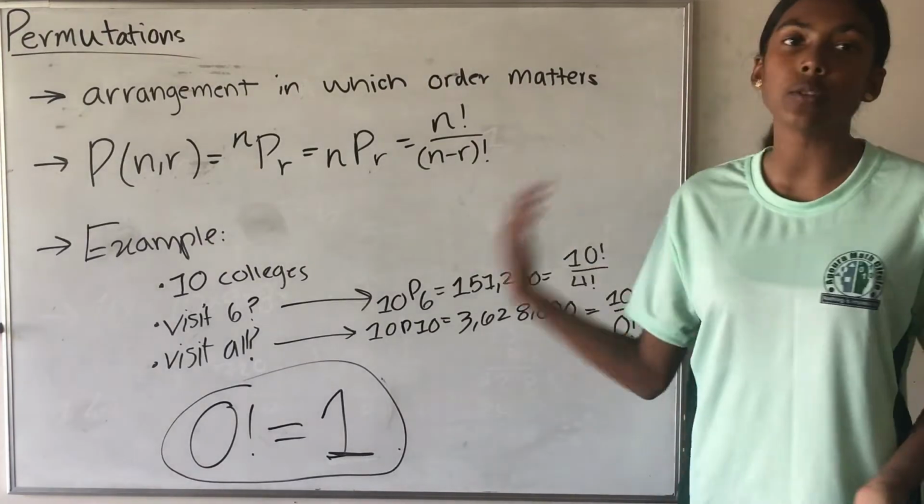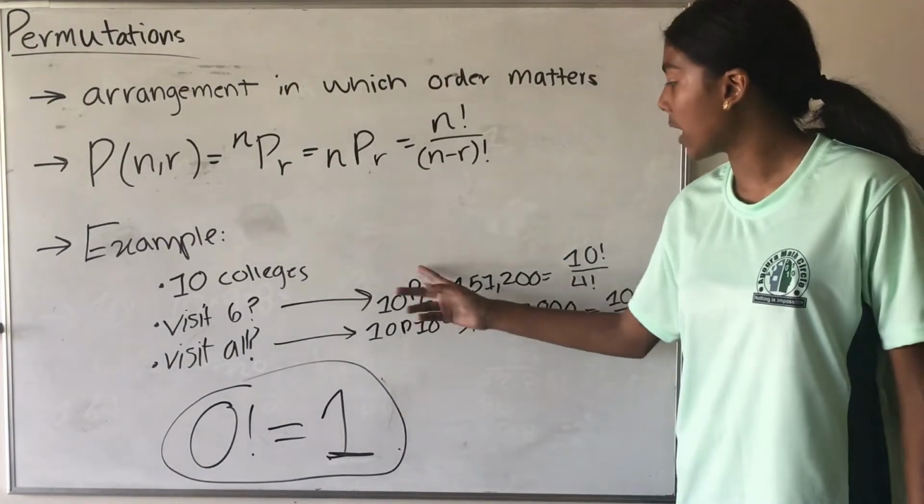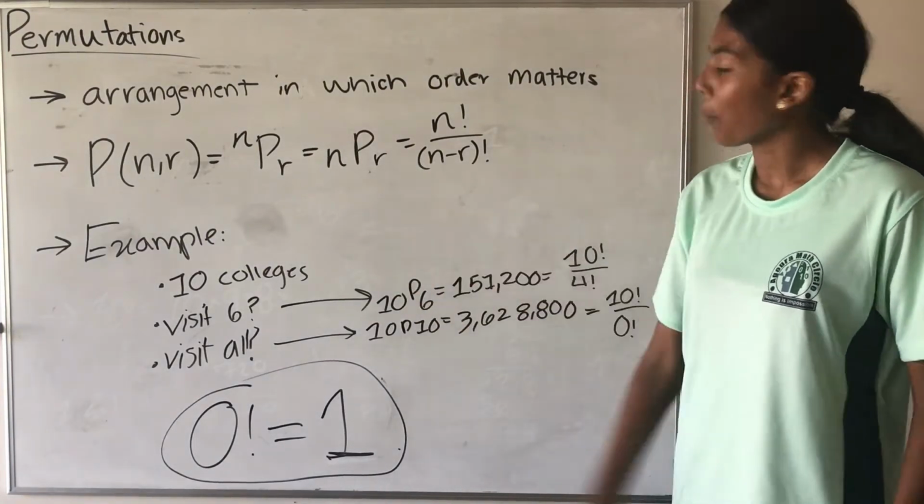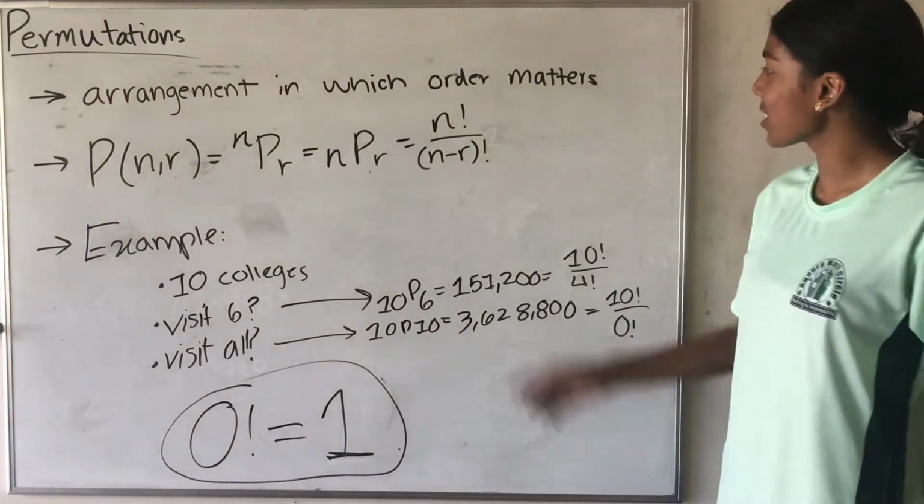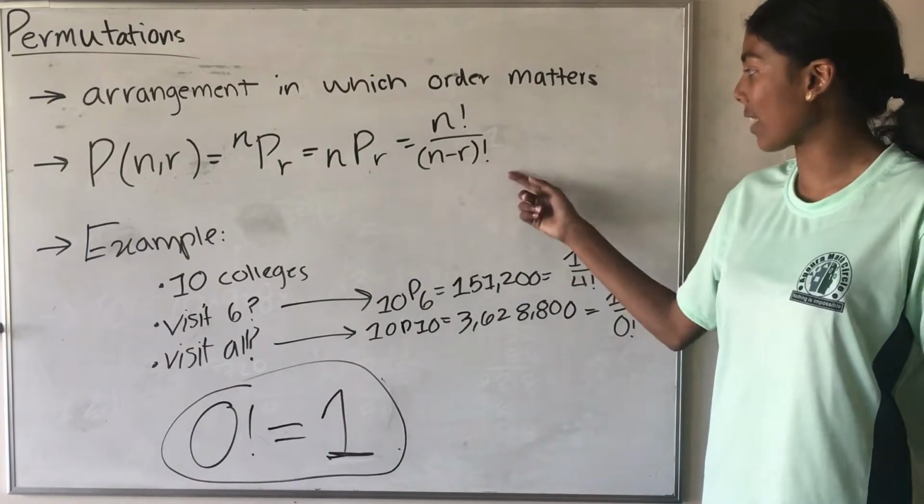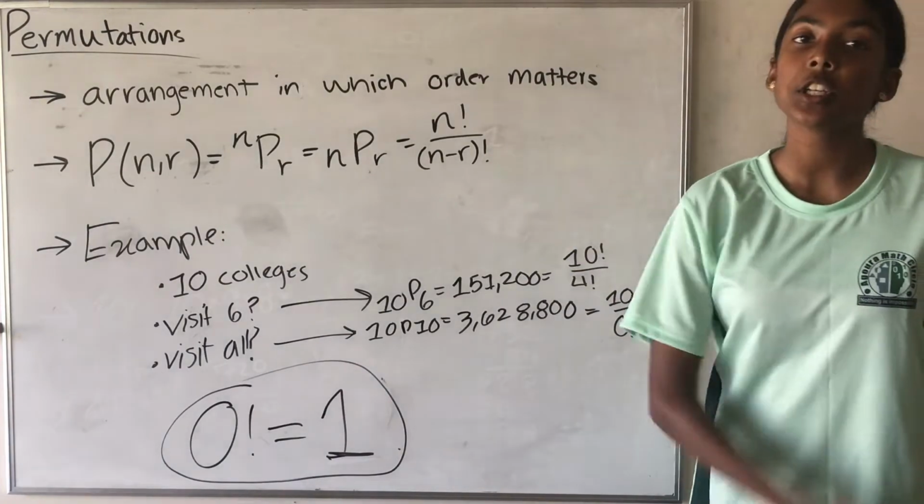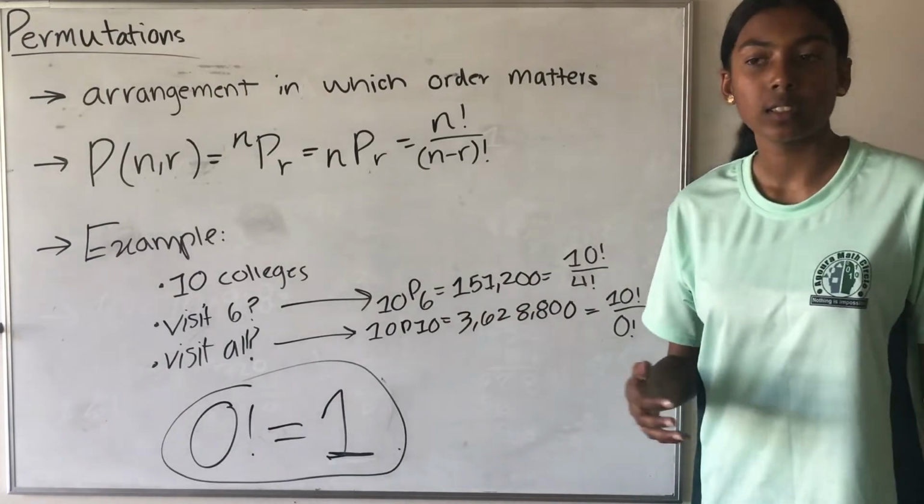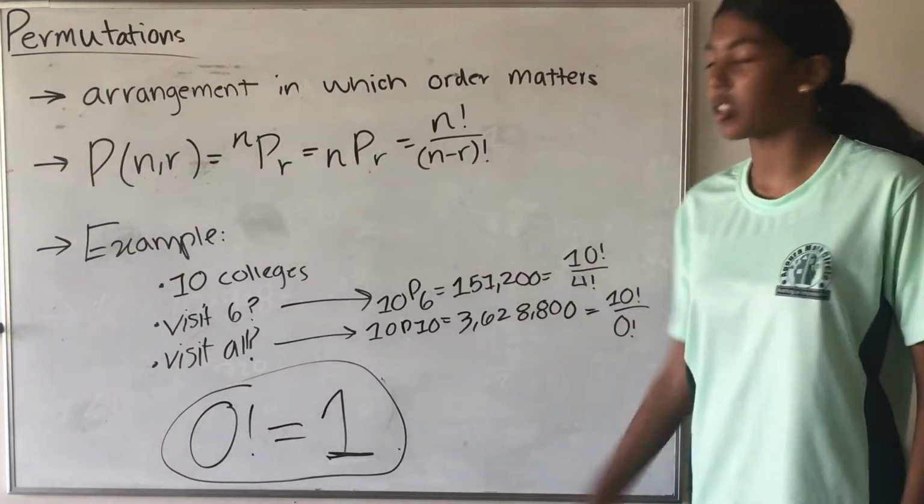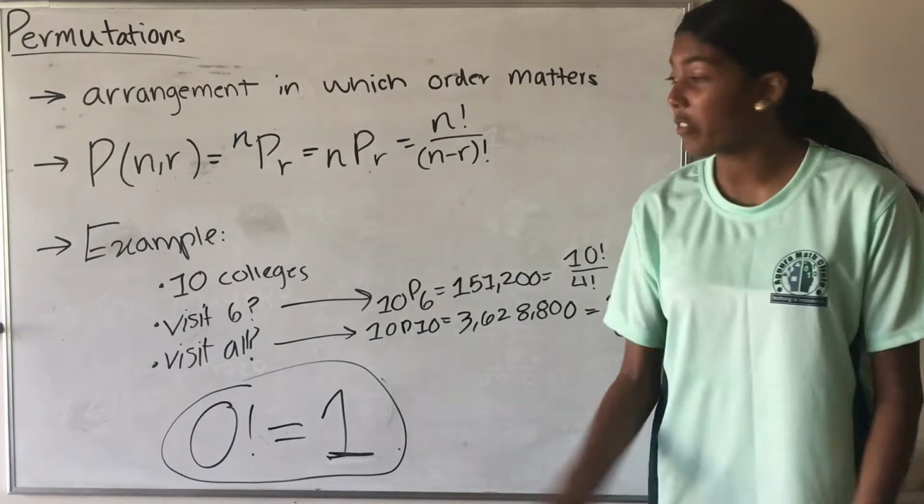So for that, you're going to do 10, 6, the permutation of 10 and 6. So that's just 10 factorial over 10 minus 6 factorial, which is 4 factorial, which is equal to 151,200. And let's say you want to visit all of them.